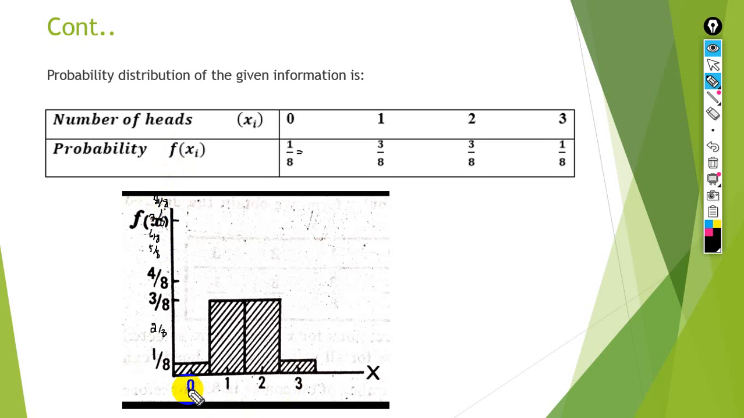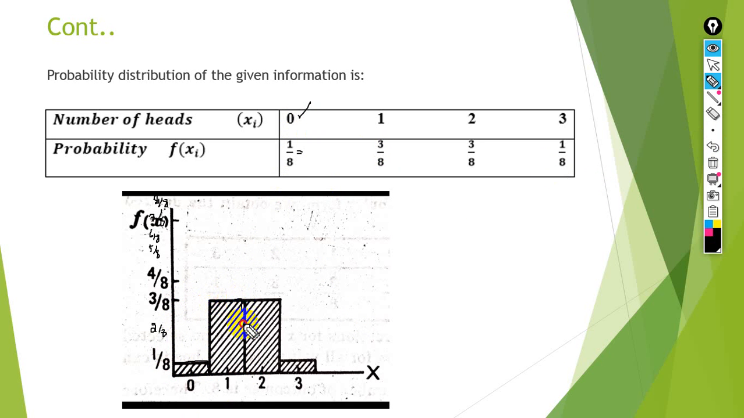Here we have head 0, 1, 2, 3. This is the random variable and these are the probabilities. We can say it is a distribution function. For 0 heads, how many times does it appear? The probability is 1 over 8. I have taken the graph up to 1 over 8. For 1 head, how many times does it appear? 3 times. So what is the probability? 3 over 8. I have 3 over 8 for this one.